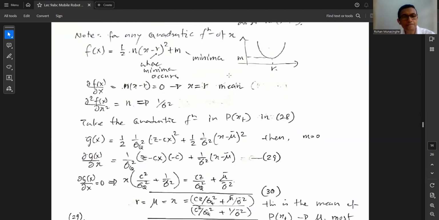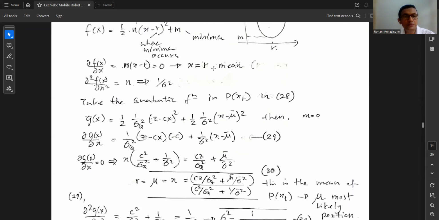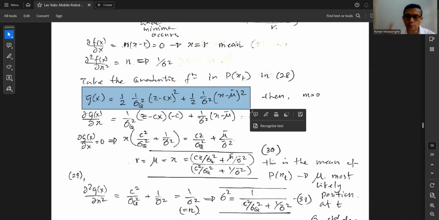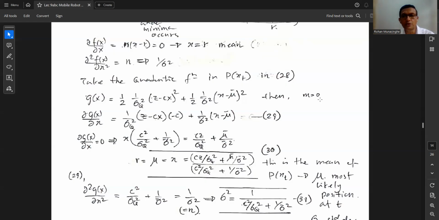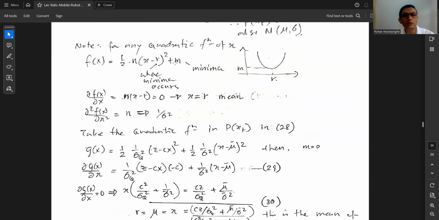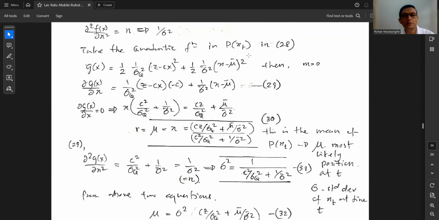So let me take this highlighted part over here, the exponent, and write it as g(x). This is the function I have now. I want to find a single normally distributed PDF for this one. Just by looking at it, I can say m is 0. There's no m here, right? What is m? m is this constant value. m is 0. There's no such thing in g(x).